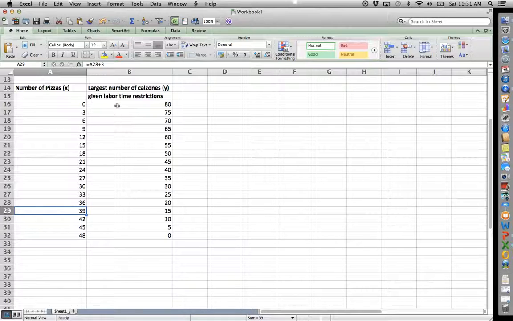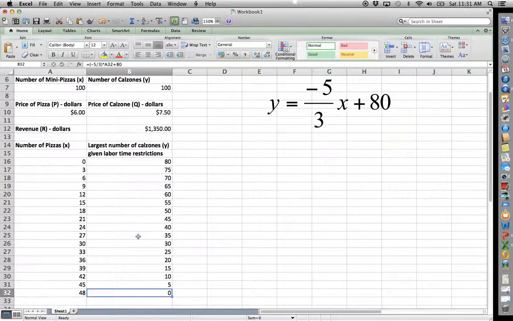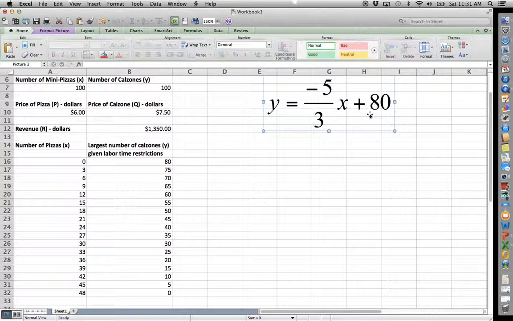And the range, notice, well, the most we can get is 80 calzones, and the least we can get is 0. And so that's why we need domain and range to understand this function. This function, you know, is a line, but it has some restrictions. The pizzas can only go from 0 to 48, and the calzones only from 80 to 0.